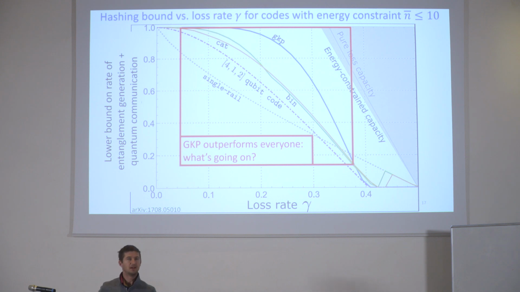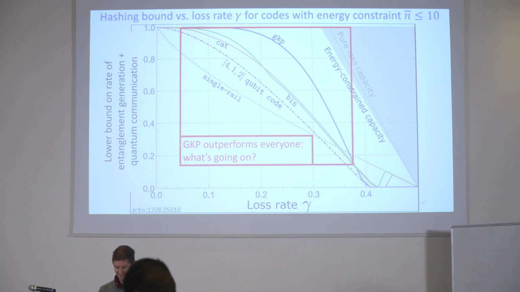So what's going on? This was a very surprising result that we found back in 2017. And one of the ways to explain it is that even though GKP is not designed to protect against loss, if you take the loss channel and then you follow it with a recovery that just does a phase-insensitive amplification, you obtain displacement noise, which is exactly the noise GKP codes are designed to correct against. So you can convert noise into other noise using noise.